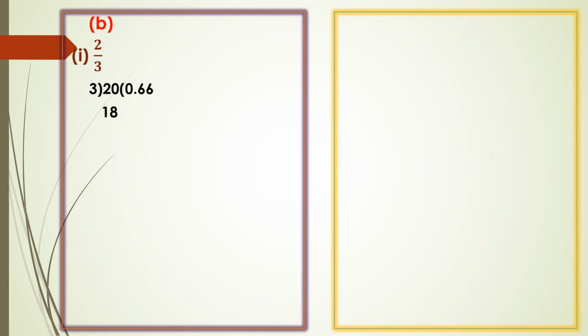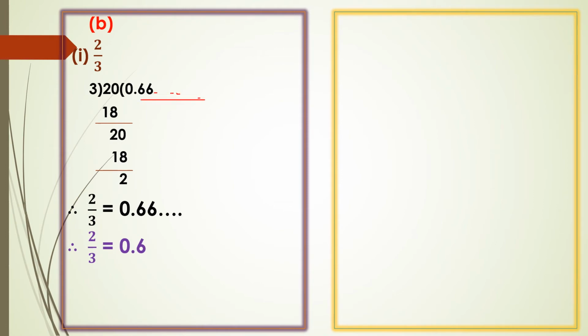So when you divide this, you'll get 0.66, and it is repeating. Because here I will get again 20. If I take again 6, 3, 6, 18, again 2 as a remainder, again 20. This 6 is repeating, right? If this 6 is repeating, I can write 0.6, 6, and so on.